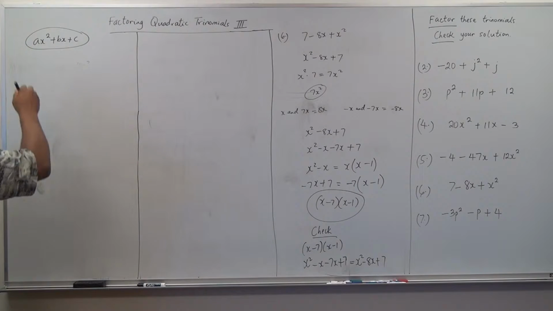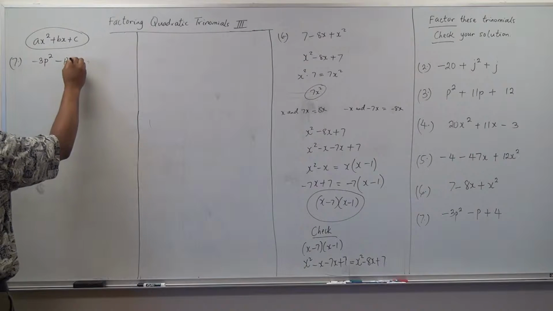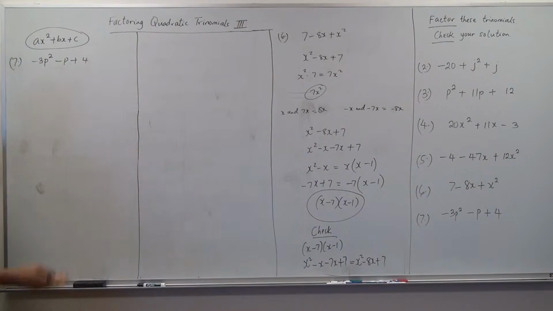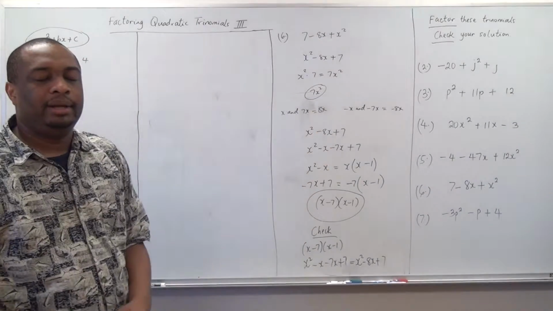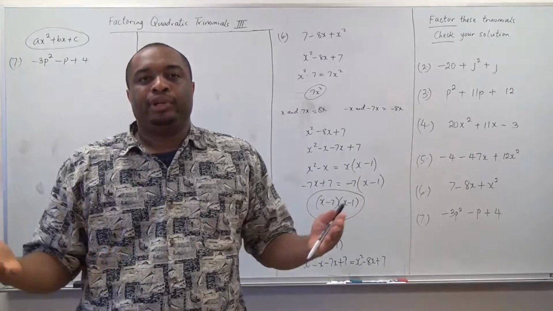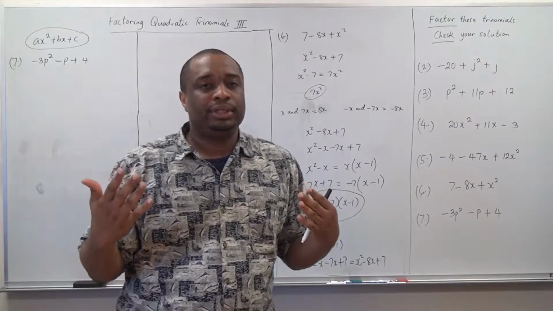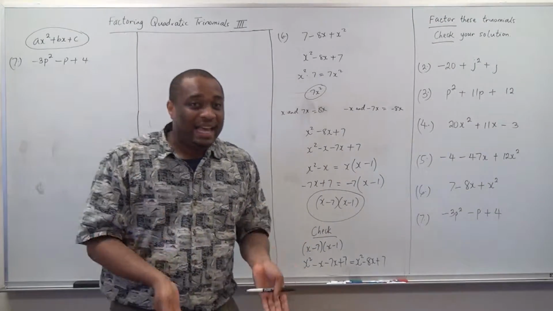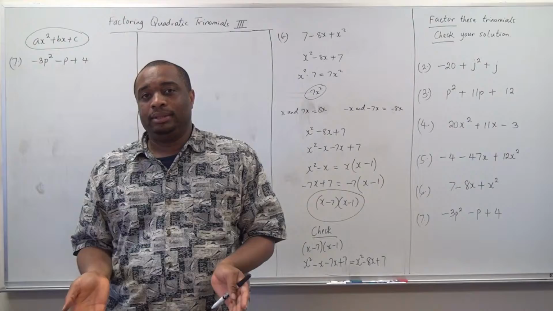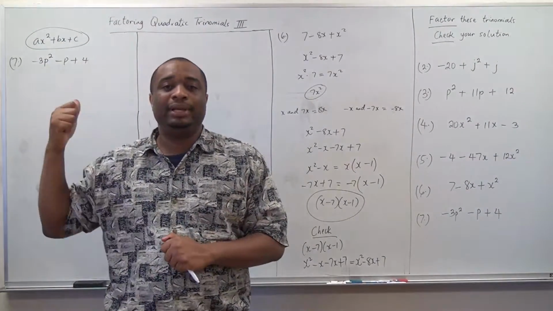Okay, number 7, the last one here. Negative 3p squared minus p plus 4. We do it the same way we've been doing it. It's the same thing as this form. Now, some textbooks will do this differently, but I'm just teaching you a general approach to solving quadratic trinomials. I am not really following what the textbook does, but whichever way you understand it more, that's fine. But what I'm teaching you is correct.